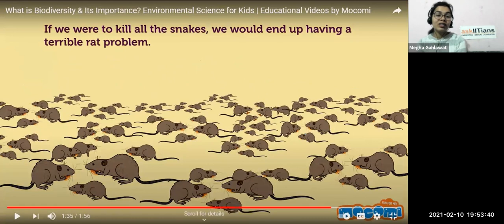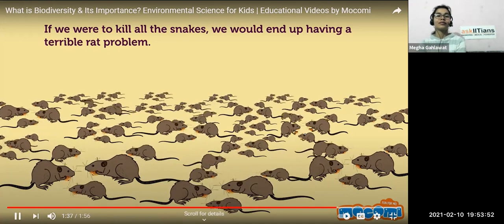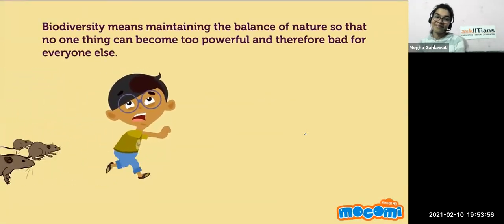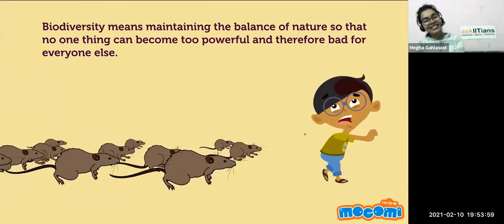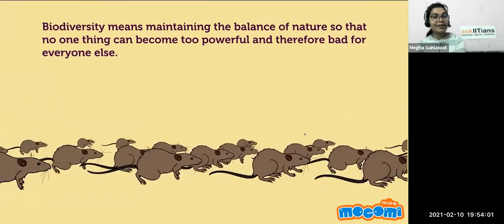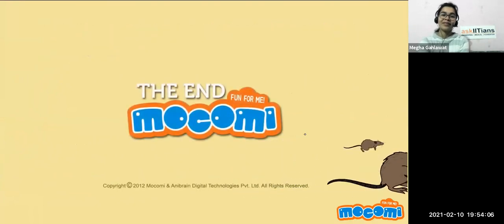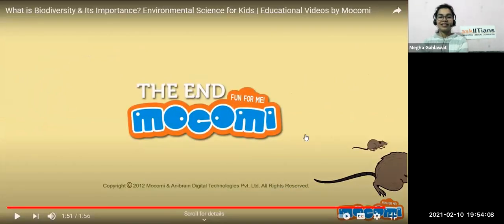So you see how different species are codependent on each other and how every single species is helping in maintaining the balance on this particular planet, right? Now moving forward with the video. Biodiversity means maintaining the balance of nature so that no one thing can become too powerful and therefore bad for everyone else. Now that is for the video. We'll be moving forward to our PPTs, the slides.